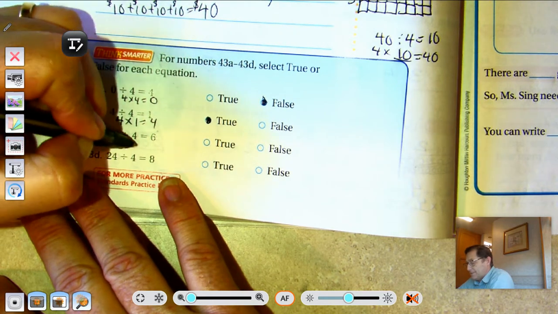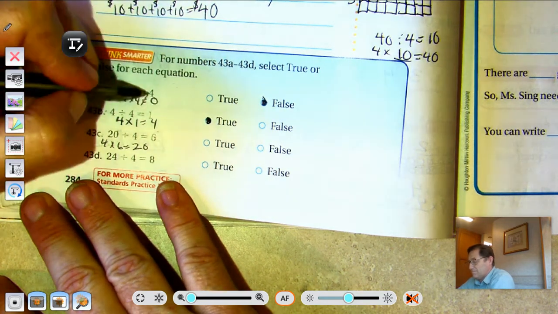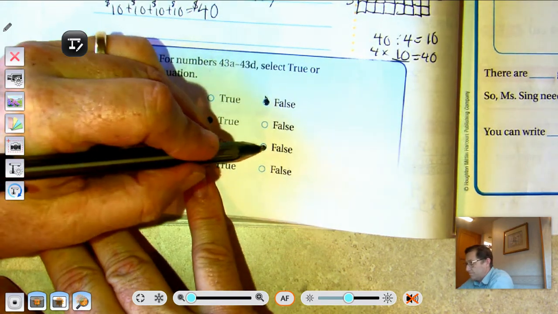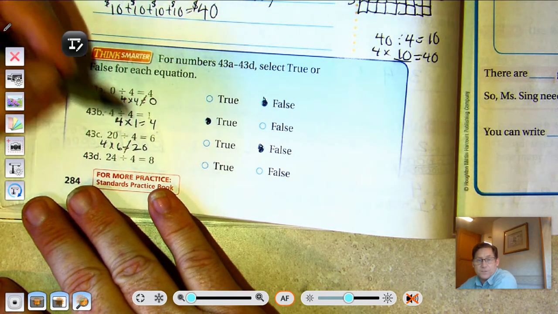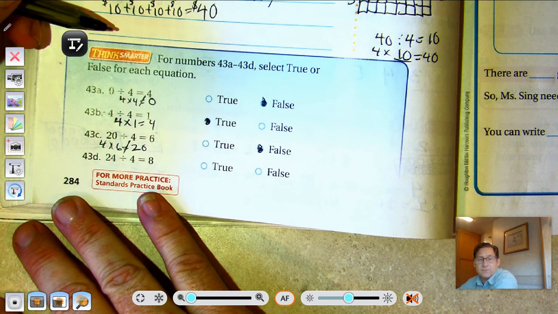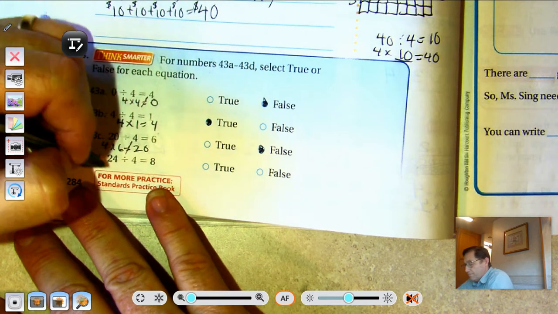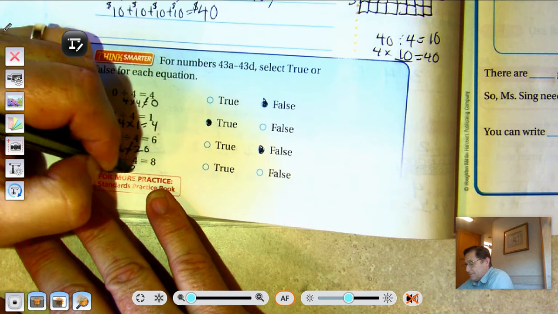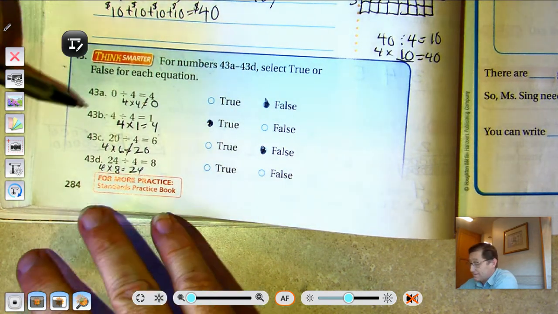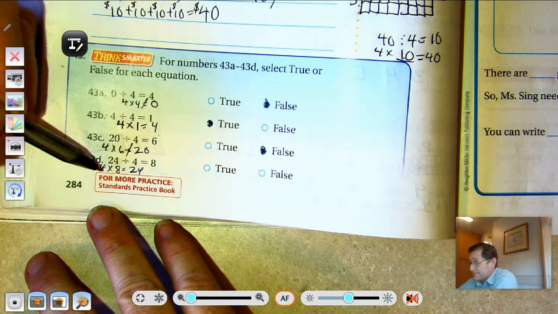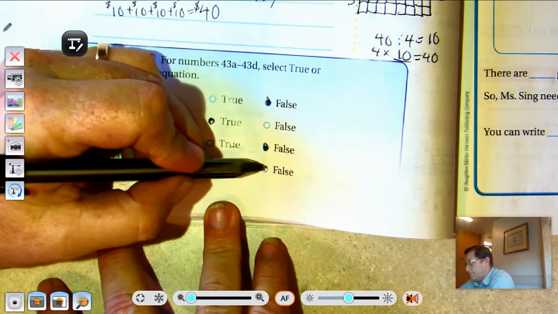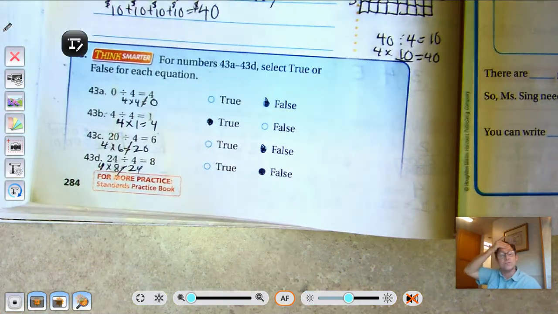4 times 6 equals 20? No. 4 times 6 is 24, so false. 20 divided by 4 is 5. 24 divided by 4 equals 8. Well, is 4 times 8 24? 4 times 5 is 20. 4 times 6 is 24. So no, 4 times 8 is not 24. So 24 divided by 4 is not 8.